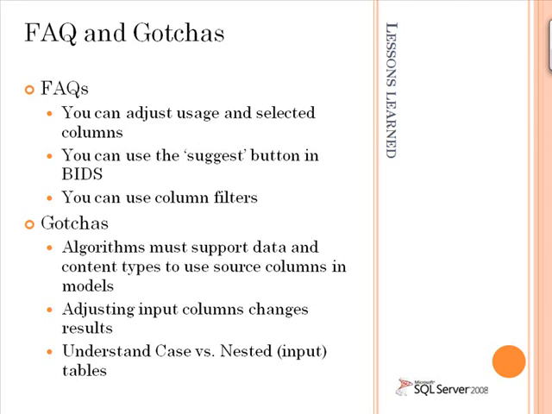You can use the suggest button in the BIDS model building wizard to suggest both input, predictable, and content types. However, it's really important that you validate the results because they might not be what you're looking for. You can also use a new capability in 2008 called a column filter to more granularly filter the source data that your model is using, and I'll demonstrate how to do that.